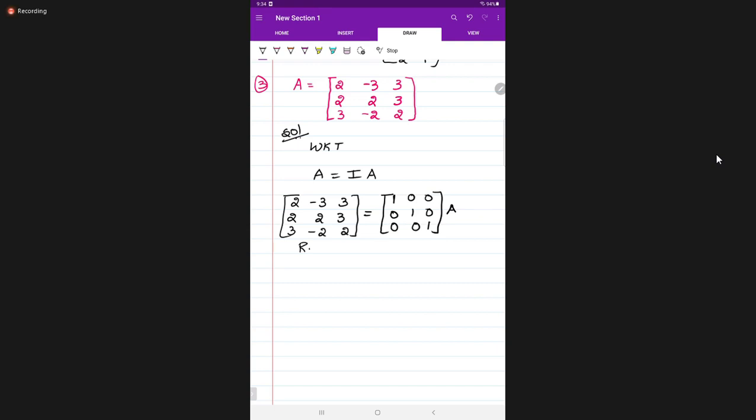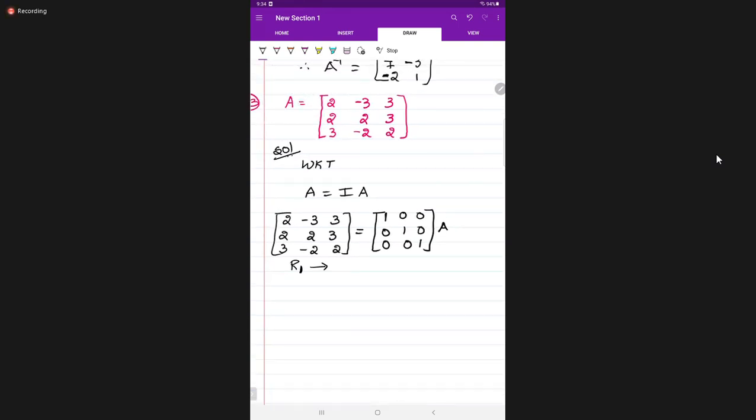Now tell me, students. First listen. I'm taking the first row. First row, first element is 2. That 2 we make it as 1 with the help of the second row. Second row means the lower element is 2. Now tell me, how can you write?